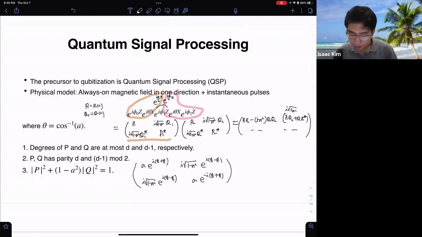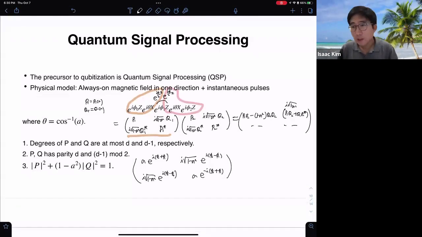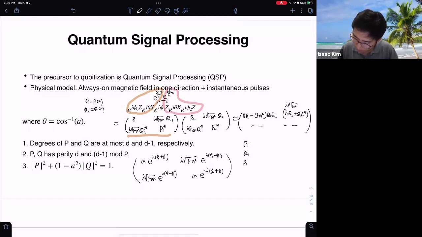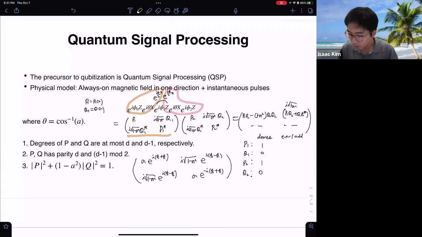Okay, so this case also checks out. It's kind of trivial, but let's go through it one by one. In the previous slide, we established that P1, Q1, and P2, Q2 have degrees of 1, 0, 1, 0. And if you look at the even or odd case, P1 was odd, Q1 even, P2 odd, and Q2 even.